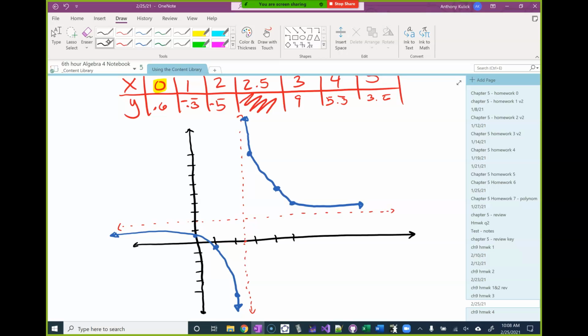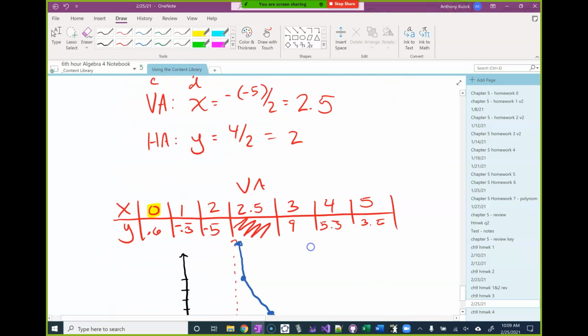Is that okay, guys? Yo, Alexis? So, I know you think like that. That's the horizontal asymptote. Yeah, no problem.